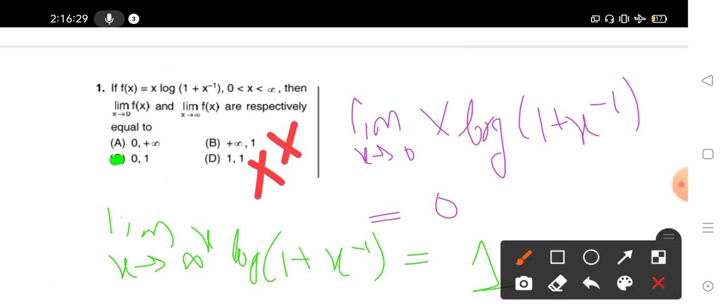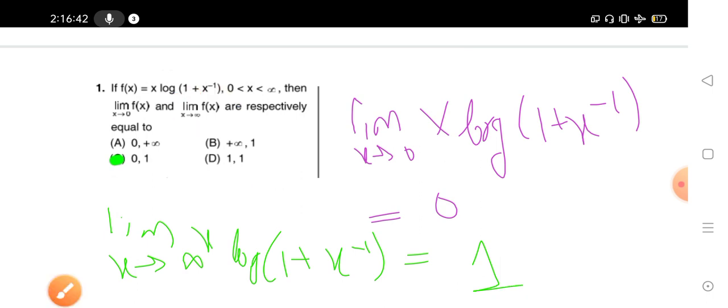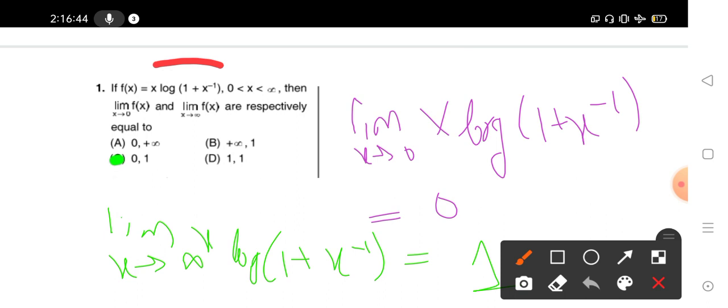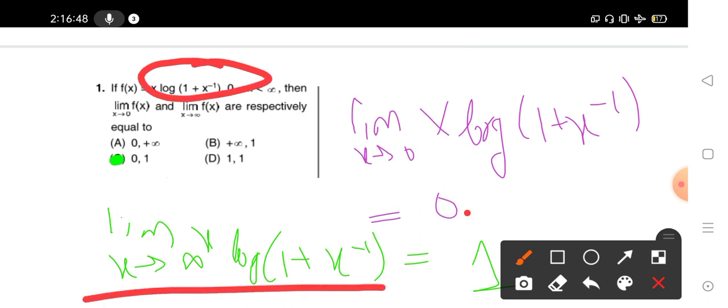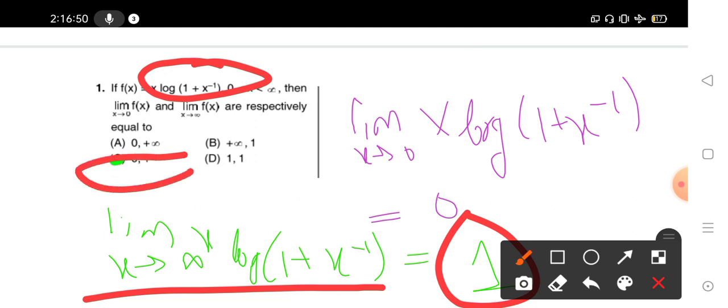Now check between options A and C. Now check the limit as x tends to infinity of f(x). Here f(x) is given as x log(1 + x^-1); put this value in and finally we get the answer. So option C is correct.